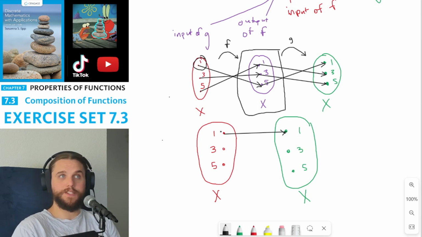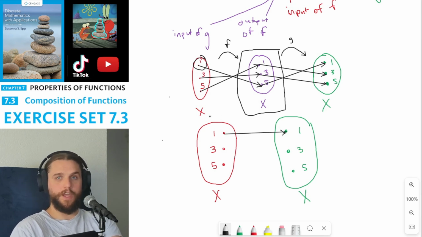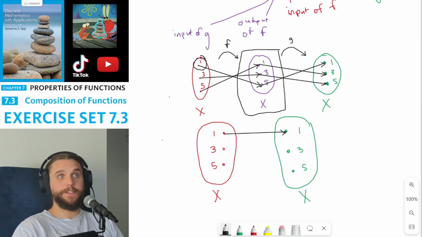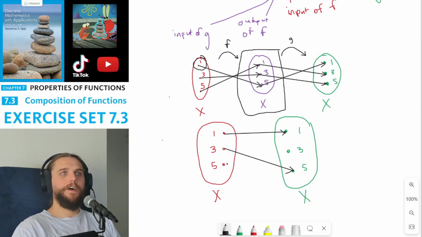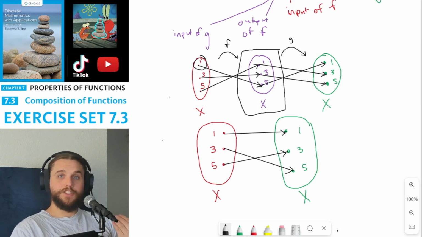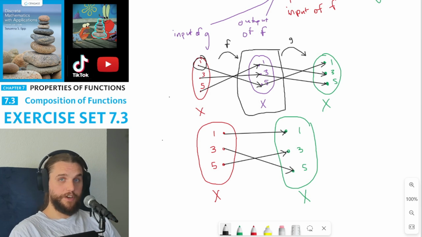The 1 from the red set is mapped to 1 in the green set. 3 is mapped to 3, and then 3 is mapped to 5. So 3 in the red set is mapped to 5 in the green set. 5 is mapped to 1 in the purple set, and then 1 is mapped to 3 in the green set. And so this is the function composition.